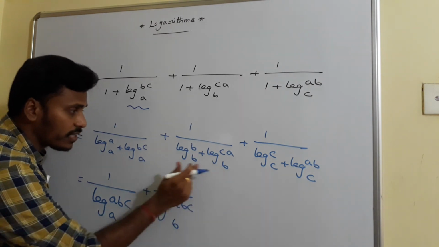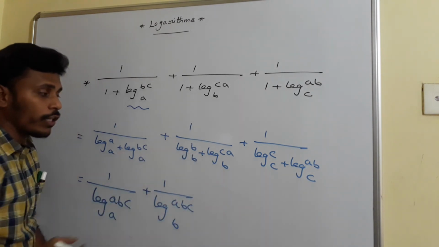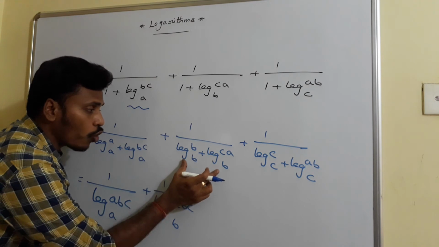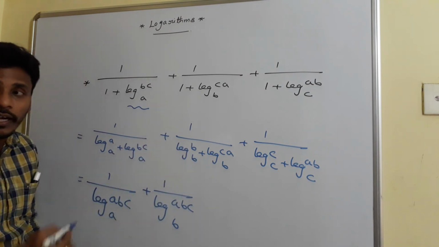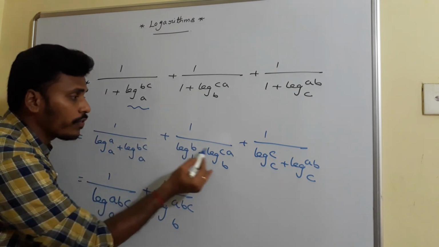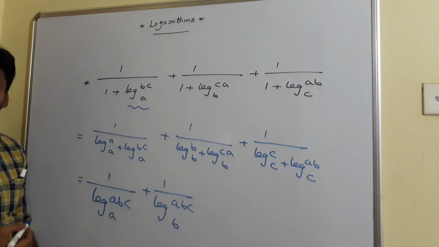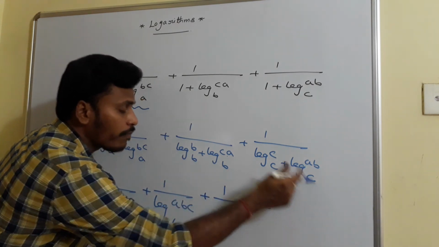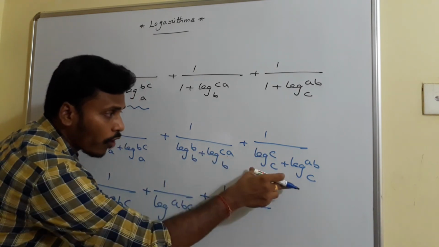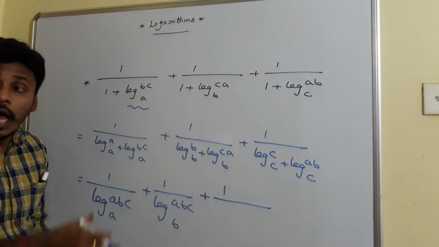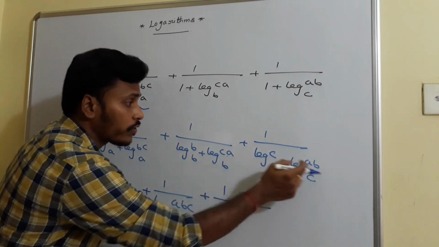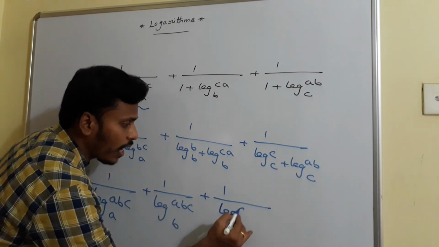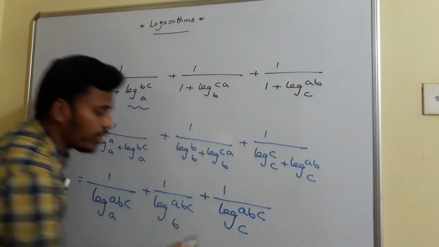Since base B is same, plus sign is there in between the logarithms. Sum of these two logarithms is the logarithm of the product. Whose product is it? Product of this B and CA. So logarithm of BCA base B plus 1 by, again C is same, plus sign is there. Sum of logarithms is the logarithm of the product, and that product is the product of C and AB. It becomes like logarithm of ABC base C.